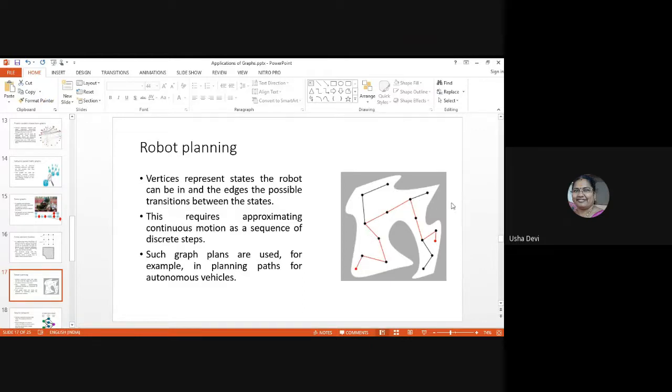So what kind of graph may you use? It may be applicable for robot planning. What kind of graph is this? Is it directed or undirected in this robot planning?